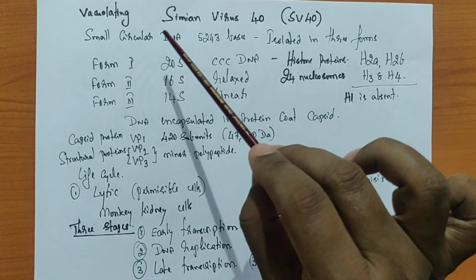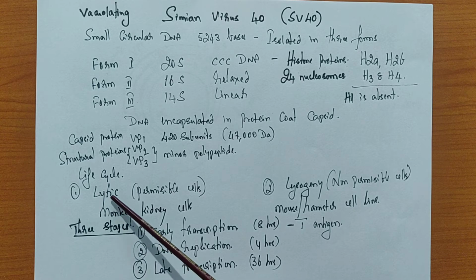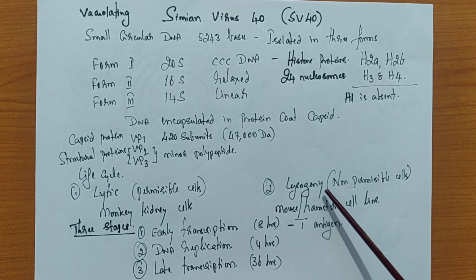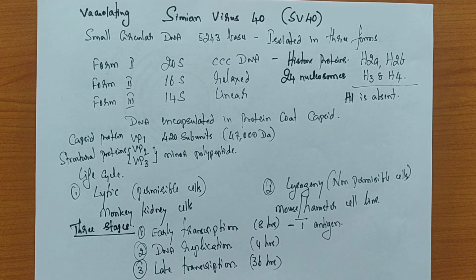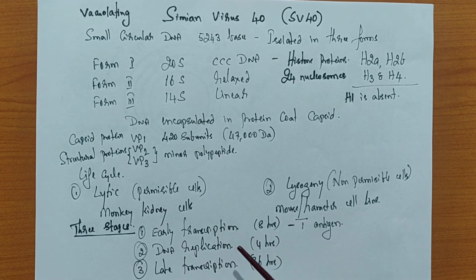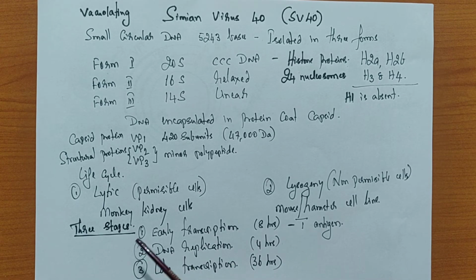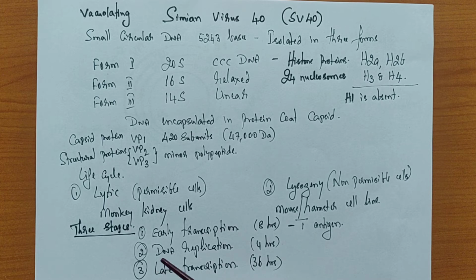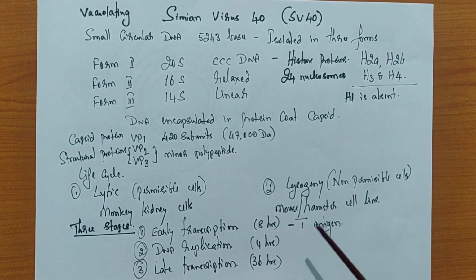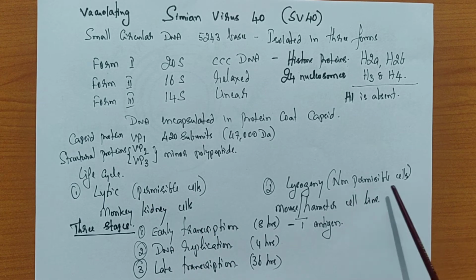Now, when it comes to the life cycle, SV40 also has a lytic cycle and a lysogeny cycle. In the case of the lambda phage, the lytic and lysogeny cycles occur in the same host, that is E. coli, but the level of regulatory elements determines whether it enters the lytic cycle or the lysogeny cycle. But here, the type of host determines whether SV40 will enter the lytic cycle or the lysogeny cycle. So we call these permissible cells or non-permissible cells.